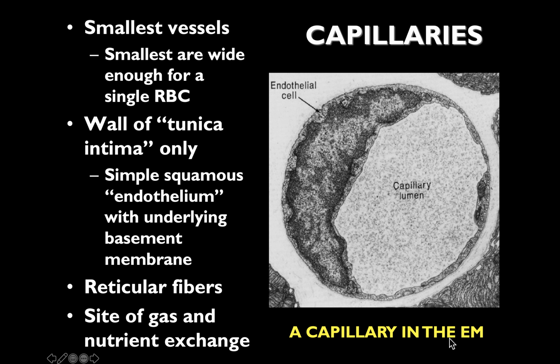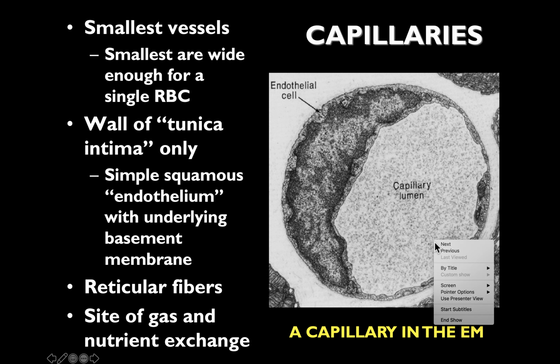Okay, welcome to part 2 of the cardiovascular system. The last thing we reached last time in part 1 was the capillaries. Capillaries are the smallest blood vessels. Some of these capillaries only consist of one cell.